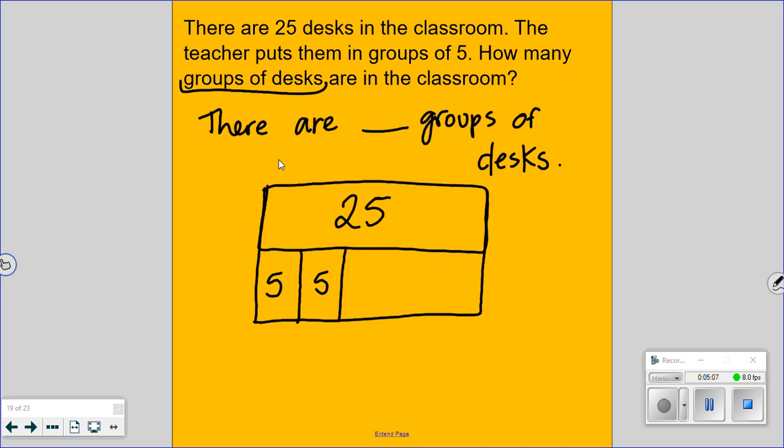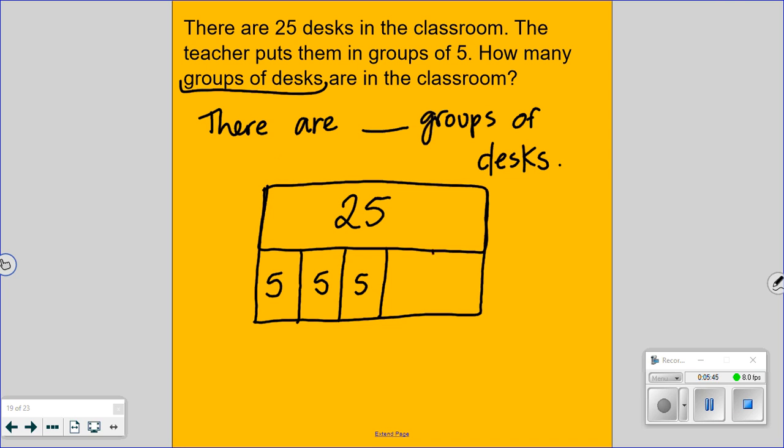You could be doing the same thing. How many desks have I pulled out of my pile? Avery? 10. Where did you get that number? Because I don't see 10 on my board. I counted by 5s, because 5, 10. Avery is counting these two 5s. We've used 10 desks so far. That means I still have some desks. Let's make another group of 5. Cole, how many desks have I used now? 15. Let's do another group of 5.